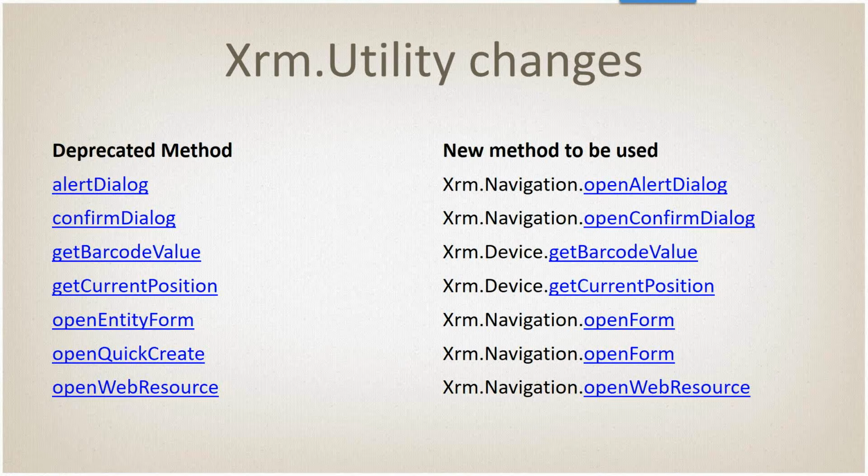A couple of interesting ones we'll get into in a little bit are with the XRM.device. We had the ability to grab a barcode and get the current position, being the GPS coordinates. That's been moved into device, and it's been kind of enhanced. So we'll talk about that in a minute, how that's maybe opened some new doors for us.